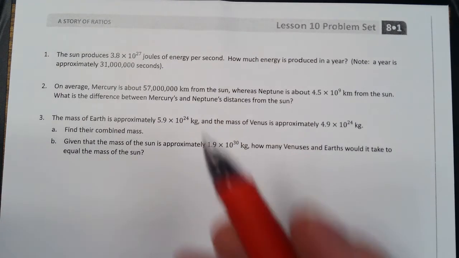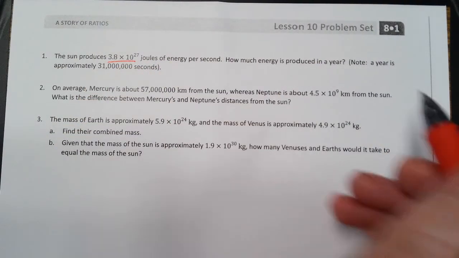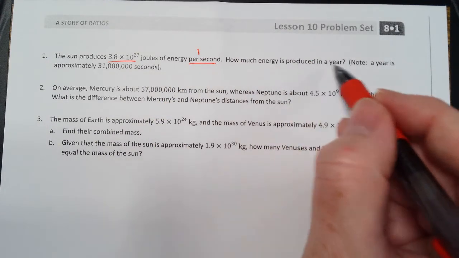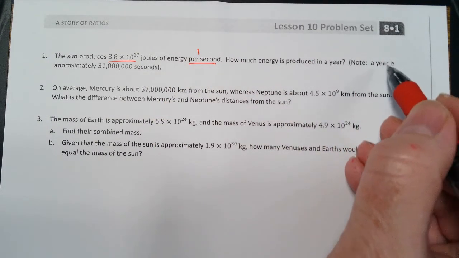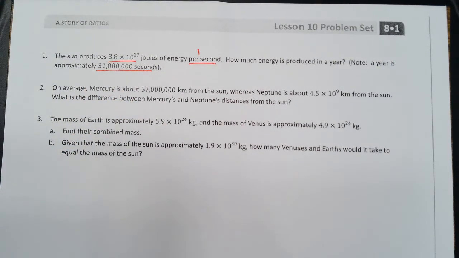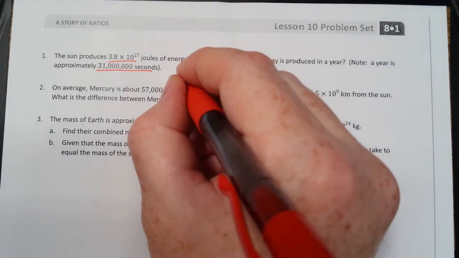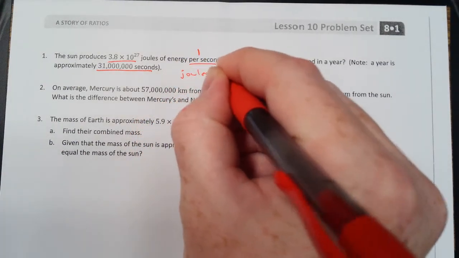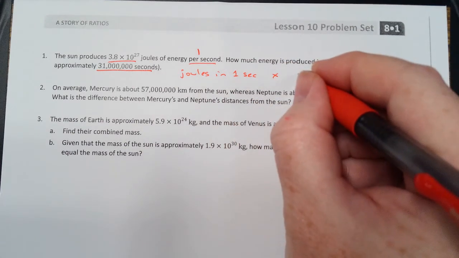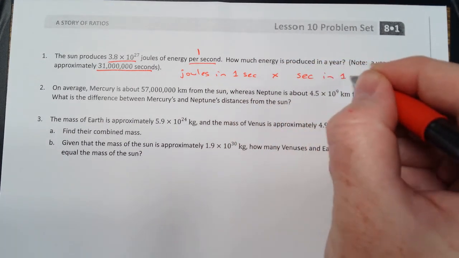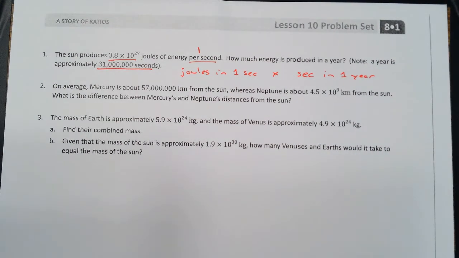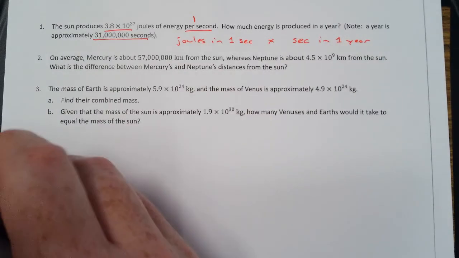Number 1 says the sun produces this many joules of energy in 1 second. How much energy is produced in a year? And then it tells you a year is that many seconds. So what you have to do is take the joules in 1 second times the seconds in 1 year to find out how many joules are in 1 whole year.